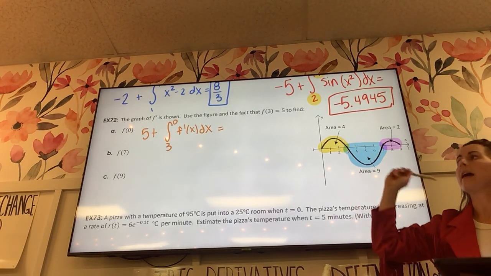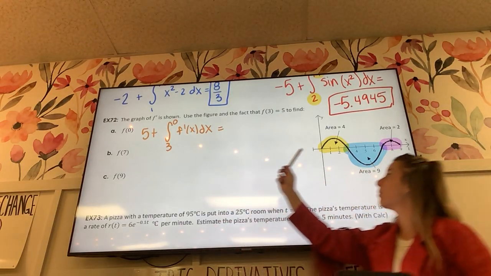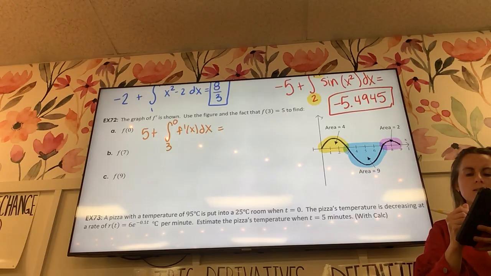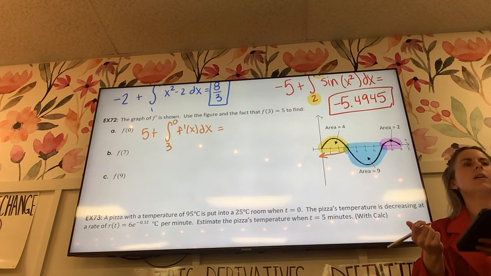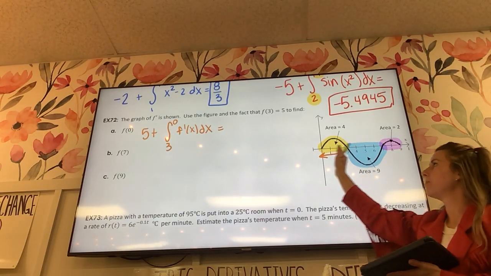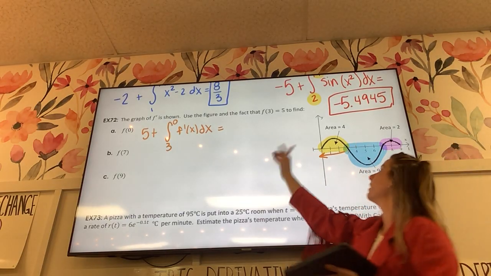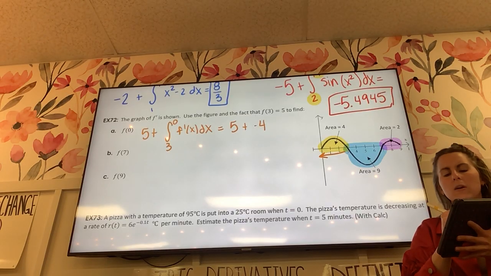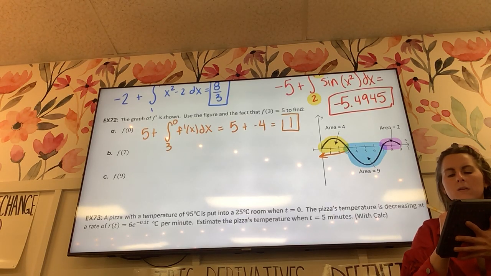Does that make sense? Now, because my integral is going backwards, going from 3 to 0, what does that make special about my number? It makes my value negative. So when your integral goes backwards, it would be a negative 4. So 5 plus negative 4 would be just 1.